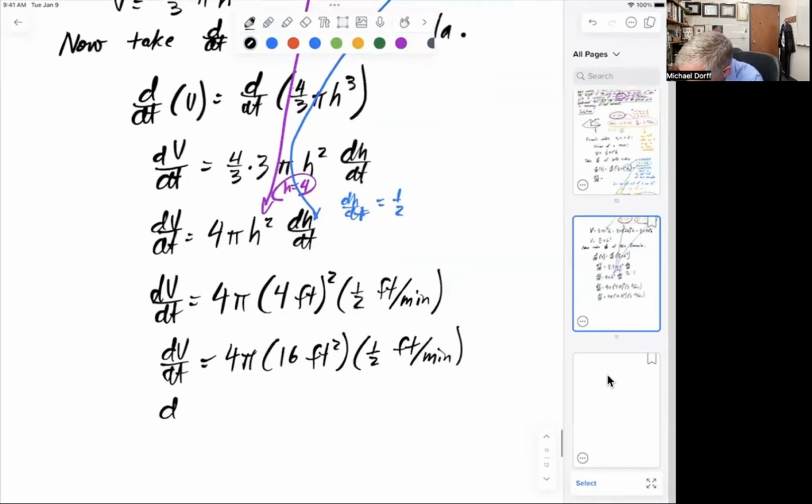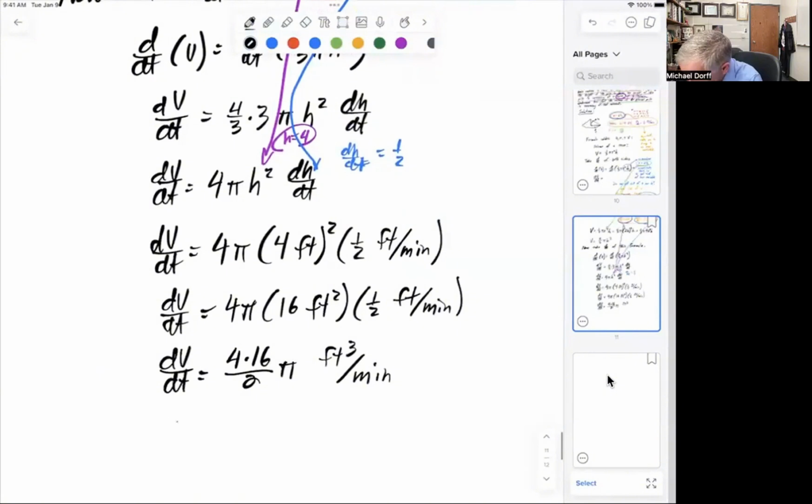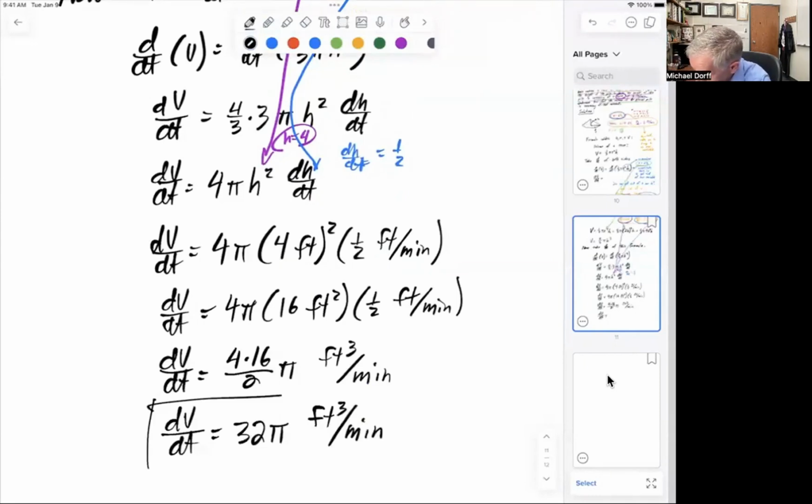And I combine those together and I get 4 times 16 over 2 times pi. And then my units are feet cubed, or cubic feet per minute. Just cleaning that up, 4 times 16 is 64, divided by 2 is 32. So I get 32 pi cubic feet per minute, and that becomes my answer.